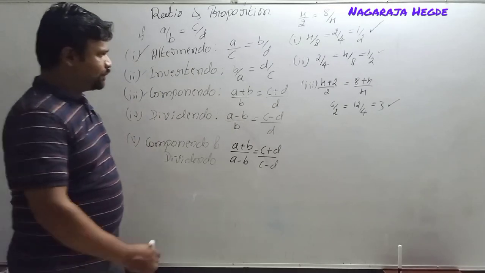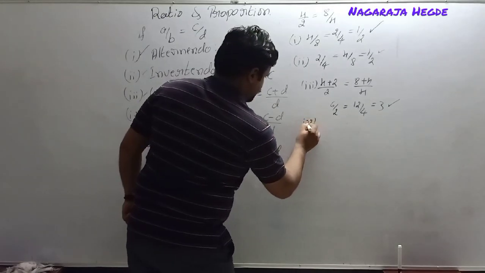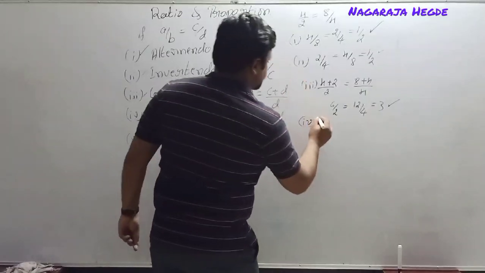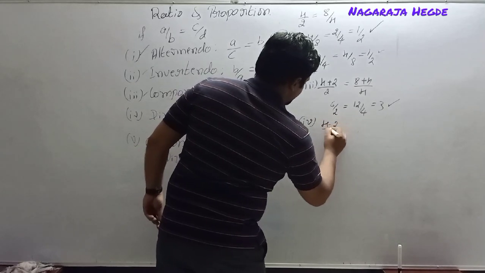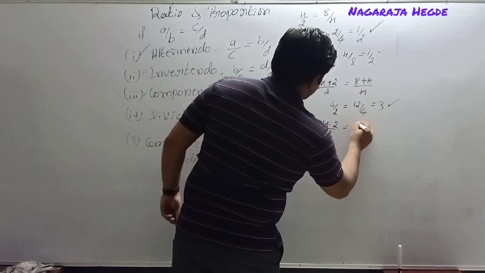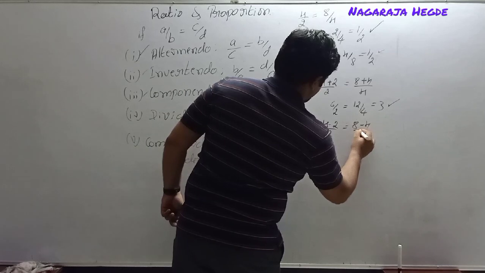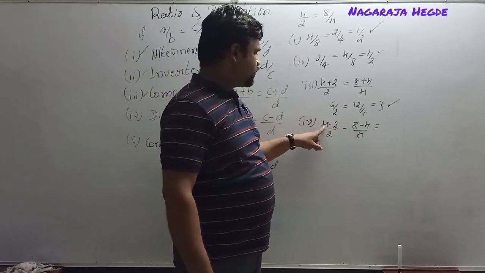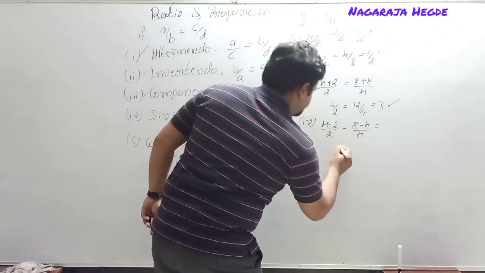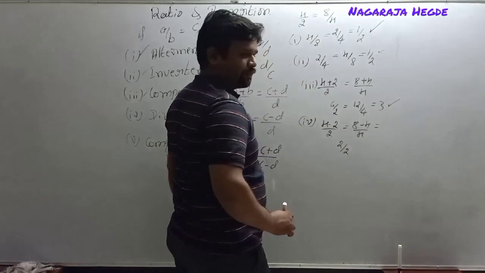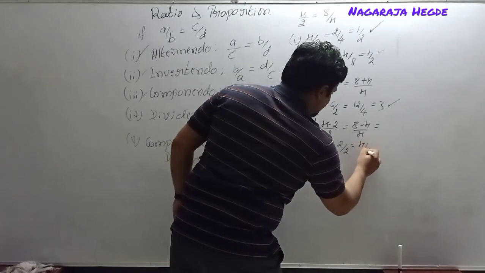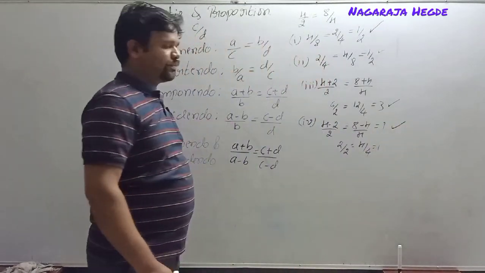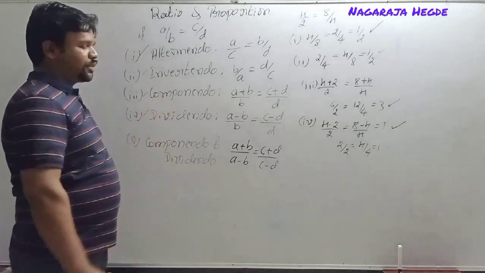What about dividendo? Subtract, A minus B. So 4 minus 2 divided by 2, and 8 minus 4 divided by 4. Whether this is true? What about 4 minus 2 divided by 2? 4 minus 2 is 2. 2 by 2. Is it the same as 4 by 4, where 8 minus 4 is 4? Yes, that is 1. So this is also verified. So dividendo is also verified.